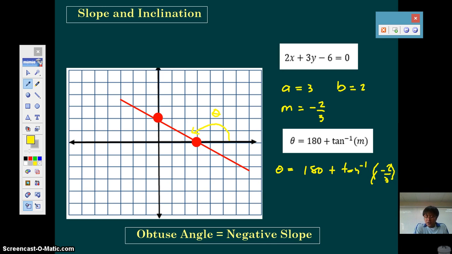So just use again any scientific calculator to evaluate the exact measure in degrees. Make sure that your calculator is always set in degree mode. So you will get here, in 2 decimal places, 146.31 degrees. Obviously an obtuse angle.